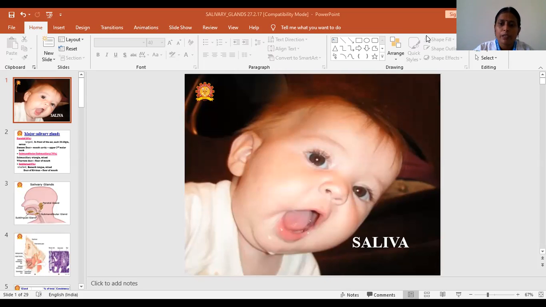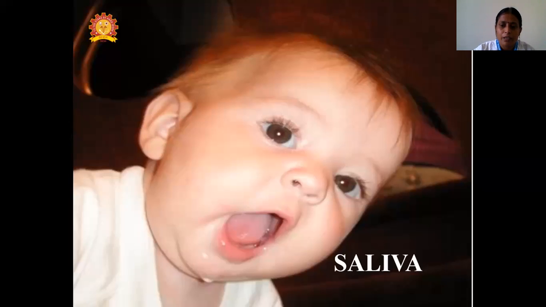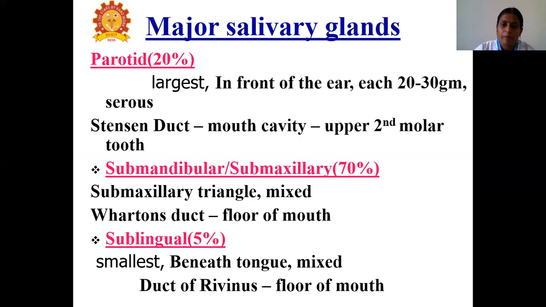Today I'm going to explain about salivary secretion. Saliva is the major secretion from the salivary gland. There are three major salivary glands: parotid, submandibular or submaxillary, and sublingual. The parotid gland secretes 20% of the total secretion. It is the largest gland.